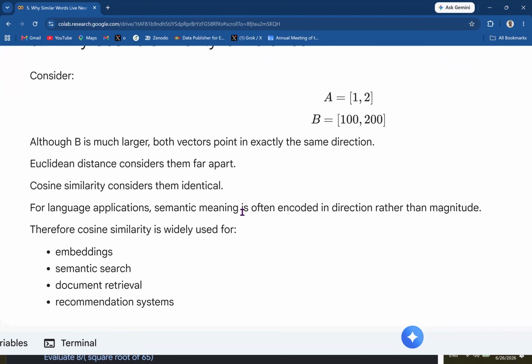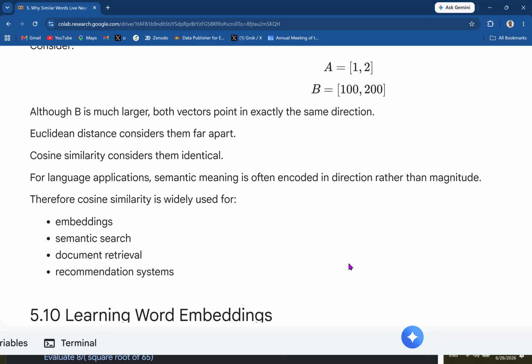So for language applications, semantic meaning is often encoded in direction rather than magnitude. So direction over magnitude, very important. Therefore, cosine similarity is widely used for embeddings, semantic search, document retrieval, and recommendation systems.